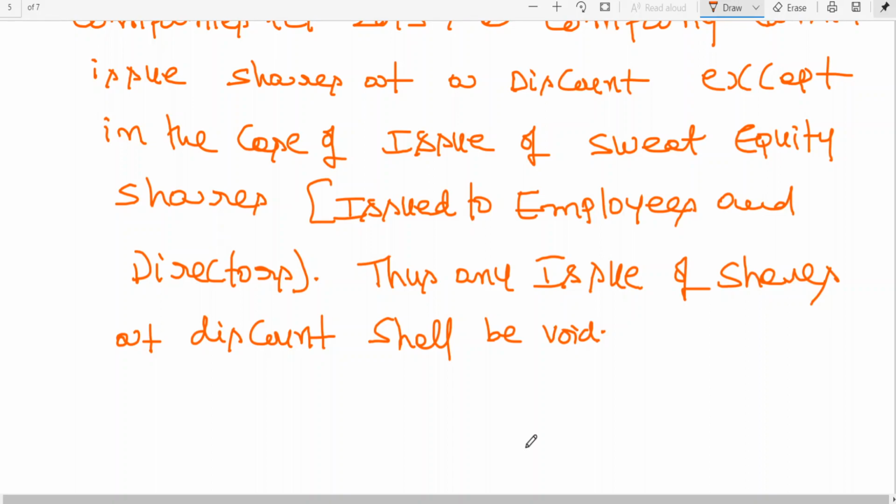The Companies Act has said a company cannot issue shares at discount. You can issue shares at discount only to your employees or directors. You can't issue shares at discount to the general public. That is the reason this particular point has been inserted. Clear to all of you? And the second important point is that a company can issue shares at premium. Now this is what is called issue price. Issue price can be at par or at premium.